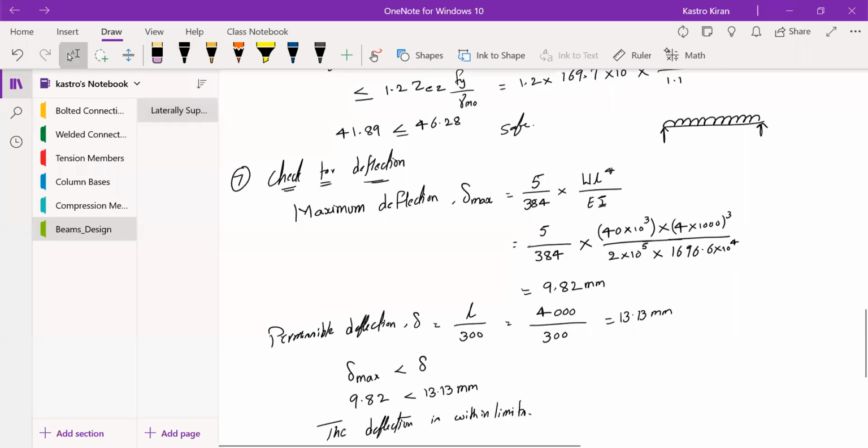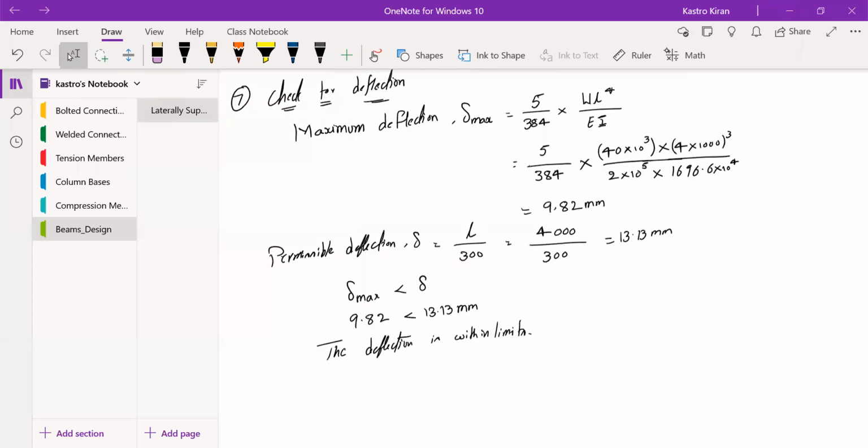Now, I said in the last class that you need to find out two other conditions. One is check for web bearing and the other is check for web buckling, right? So here you don't need to find out the check for web buckling and check for web bearing. Most of the time it is not required. Why is it not required? I'll let you know when you have to do the check for web buckling and when you don't need to do it.